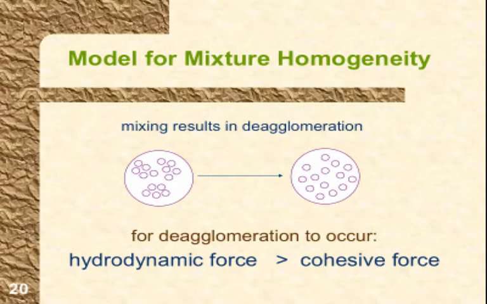So on the one hand, you have a cohesive force that is holding particles together. On the other hand, you're applying a shear force through the fluid, referred to as a hydrodynamic force. As you apply a shear force, the liquid transmits the force and acts on the agglomerate, breaking it apart. If the force that you're applying with the mixer is greater than the forces holding the particles together, then you're going to break down agglomerates and achieve homogeneity, right?